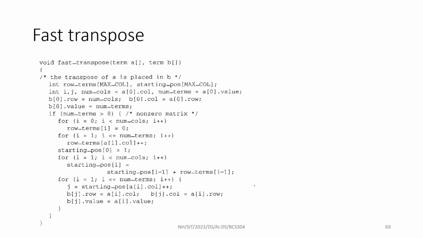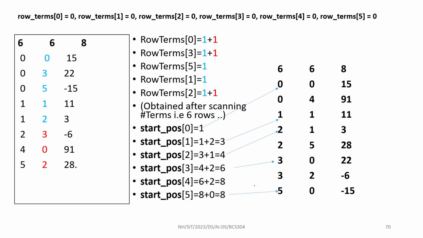We will find any such easy algorithm which will reduce our work. Instead of repeating unnecessarily, we'll use another technique. The technique is called fast transpose technique. We'll be making use of some other data structure like arrays.